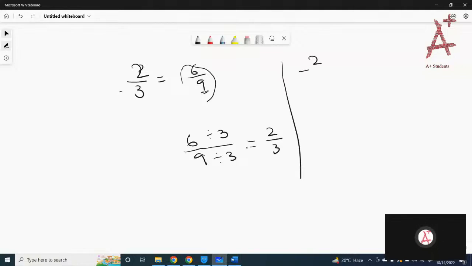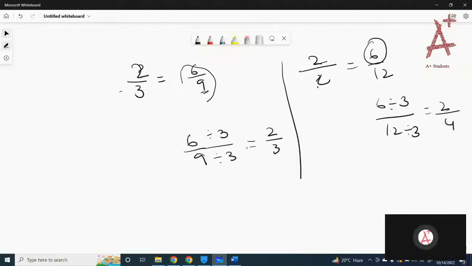Okay, the next one is 2 divided by the missing number and that equals 6 divided by 12. Now let's start with the numerator. You have to make this numerator equal to 2. So 6 is divided by what number? The answer is 3. Let's just divide both numerator and denominator by 3. 6 divided by 3 is 2 and 12 divided by 3 is 4. Got it? That means the missing number is 4. Got it? Select the correct option and click on the OK button.